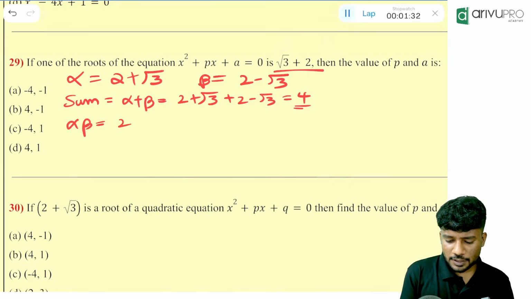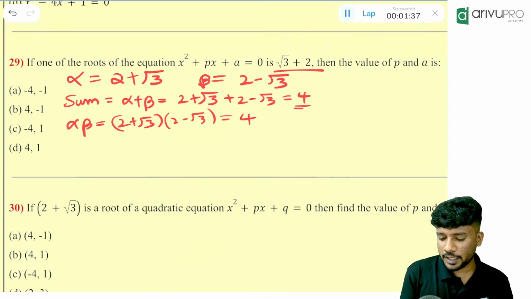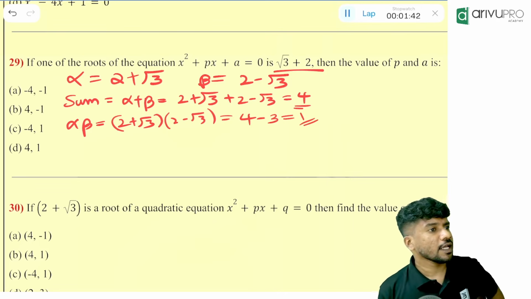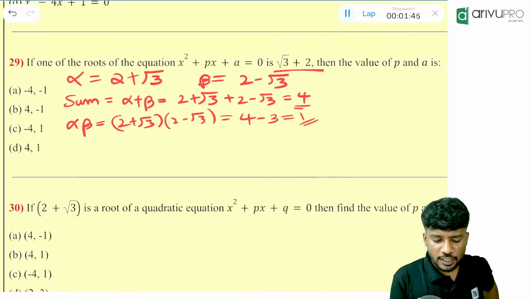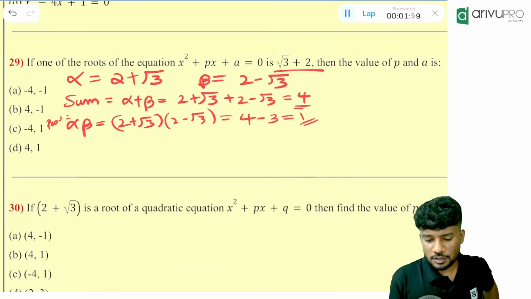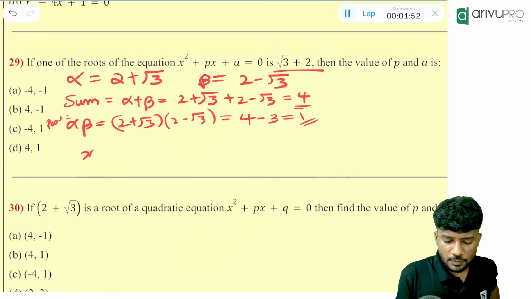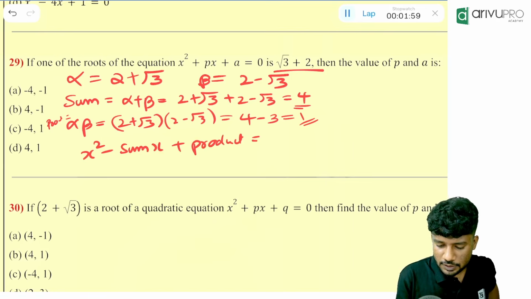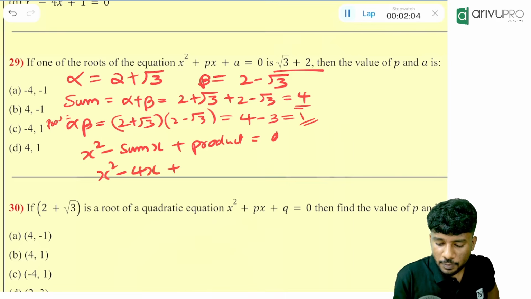Alpha beta is nothing but 2 plus root 3 into 2 minus root 3, which is equal to what? 4 minus 3, which is equal to 1. a square minus b square, which is equal to 1. Everyone got that? Now sum and product we got. Now what is the general form of writing a quadratic equation? That is nothing but x square minus sum into x plus product of the roots is equal to 0. That will become x square minus 4x plus product, which is equal to 1, is equal to 0.